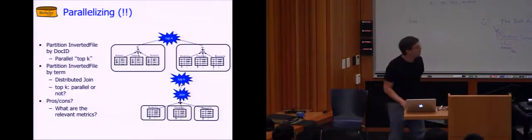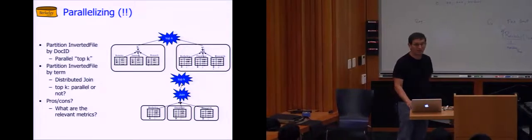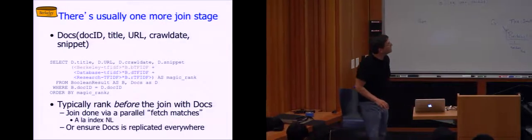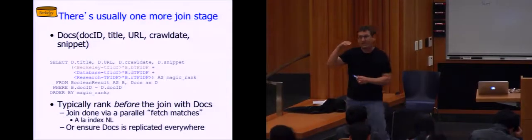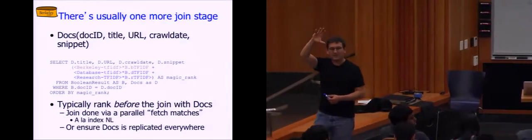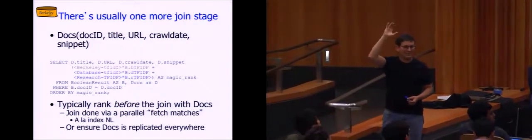All right. So we can parallelize this pretty straightforwardly using parallel join algorithms and data partitioning, just the way we thought about in our query processing. It's all a lot like relational. Note, of course, at the end, there's usually one more join. You get that rank-ordered list of doc IDs, and usually you're going to want to display something about those documents other than their IDs to the user.